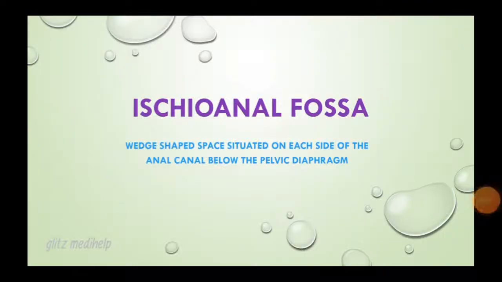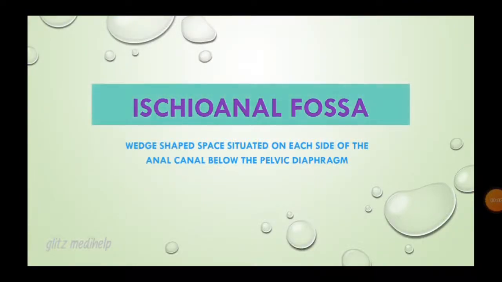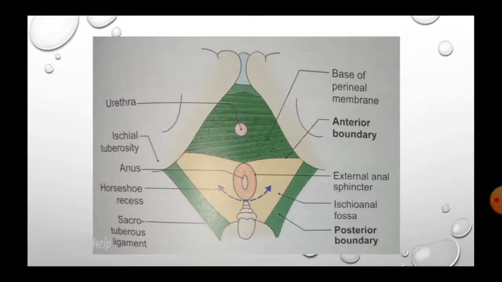Hi friends, today's video is about ischioanal fossa. It is a fat-filled, wedge-shaped space situated on each side of the anal canal below the pelvic diaphragm. So here we can see the perineum. A transverse line joining the anterior aspects of the ischial tuberosities divides the perineum into an anterior urogenital triangle and a posterior anal triangle. So here we have the anal orifice. On either side, we have the fat-filled, wedge-shaped fossa known as the ischioanal fossa, or sometimes the ischiorectal fossa.